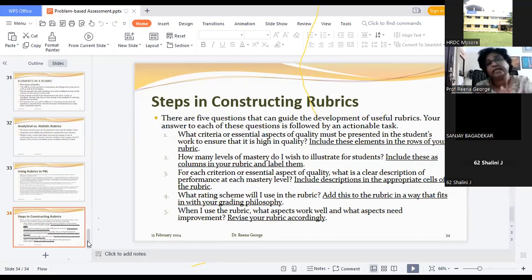Now what rating scheme will I use in the rubric? And add this to the rubric in a way that it is in tune with your grading philosophy. Okay, suppose your grading is from 0 to 1, you can do that. If it is from 0 to 5, it can be like that, or from 1 to 5, depending on your grading philosophy. Or you can use percentages, 10%, 25%, 50%, like that. If it is an average, you can give 50%. So what is your personal grading philosophy? You can use that. It is not a marking system.